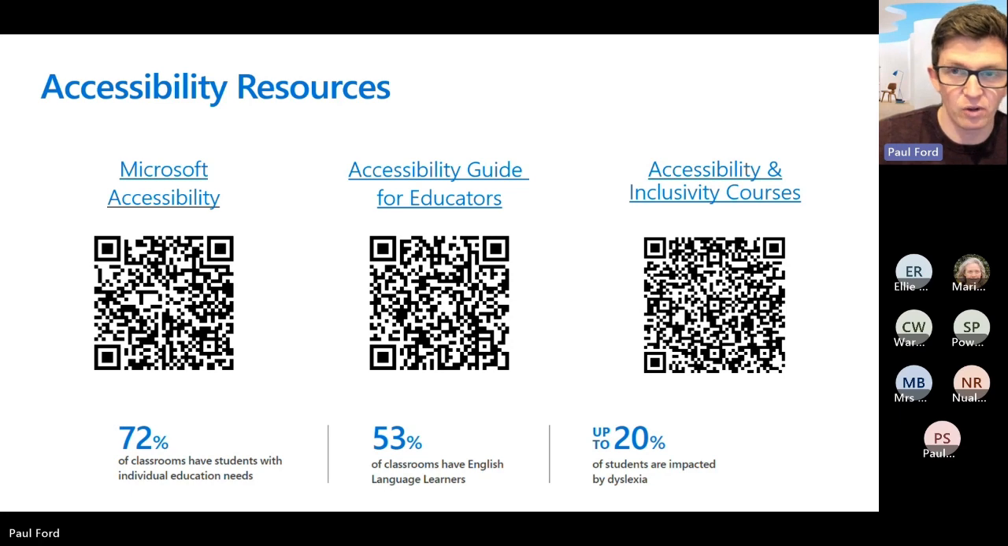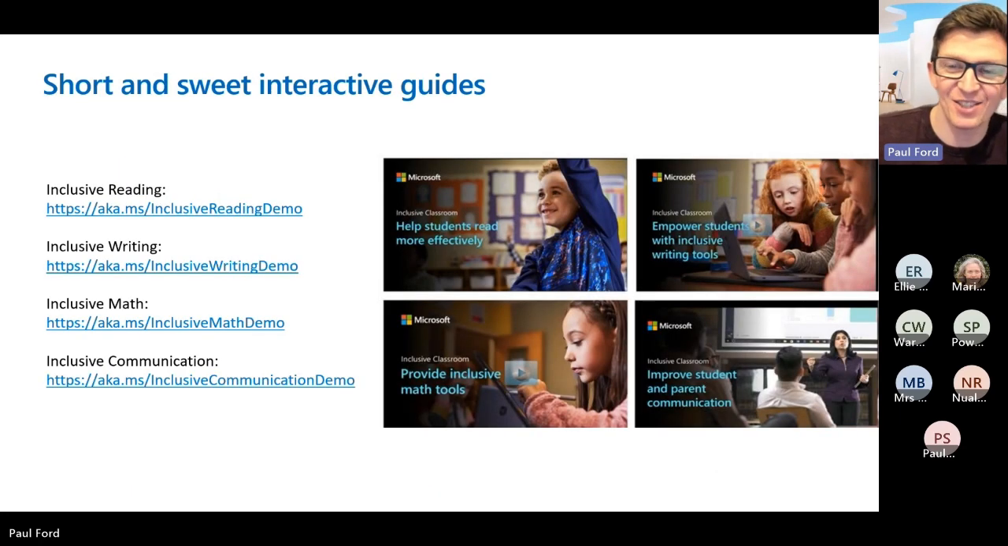The last bit of resource is this. We've got these short and sweet guides. These are interactive guides that you can click through and play with, and they don't require you to have a tenant. They basically take you through via a website and a web demo, so they're really great. They give you an idea of how you can get started with inclusive reading, writing, maths, and communication. And as I say, these will all be shared.